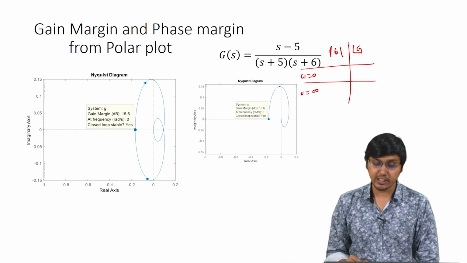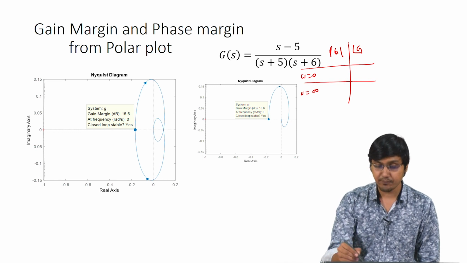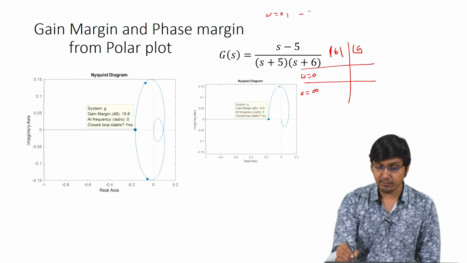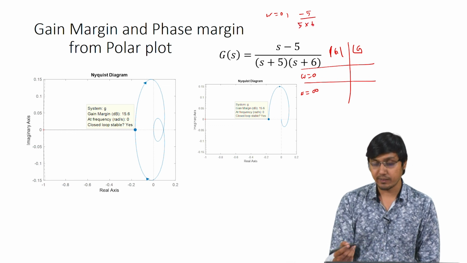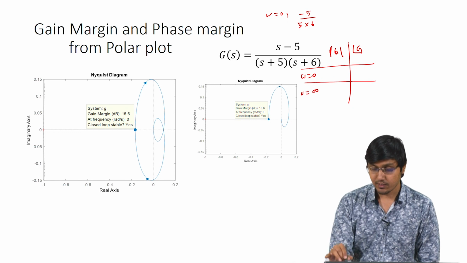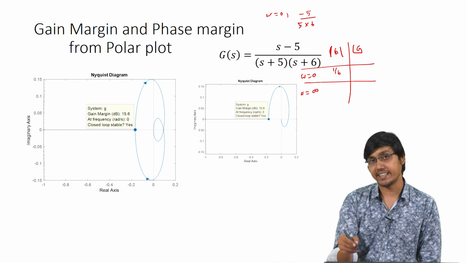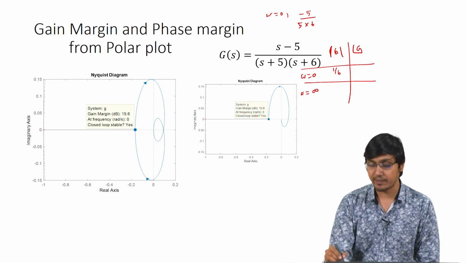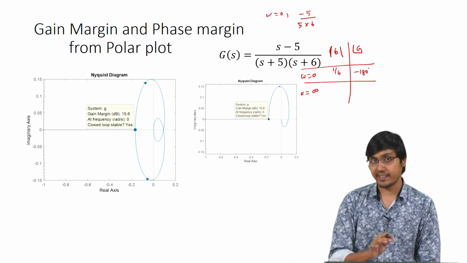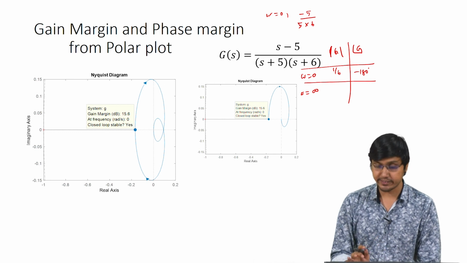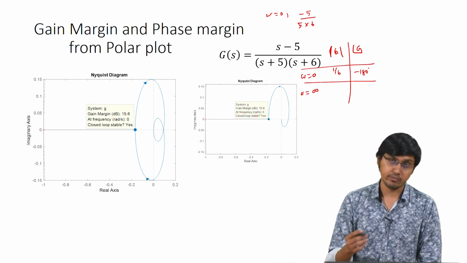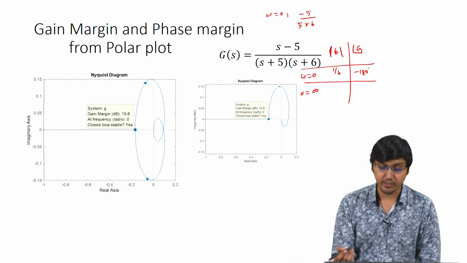At omega equal to 0, this becomes minus 5 by 5 into 6, so this becomes 1 by 6. And what is the angle? It's a negative real number, so it is minus 180 degree. Remember, a negative number has a phase of minus 180 degree, a lag of 180 degree. So that's what we say.